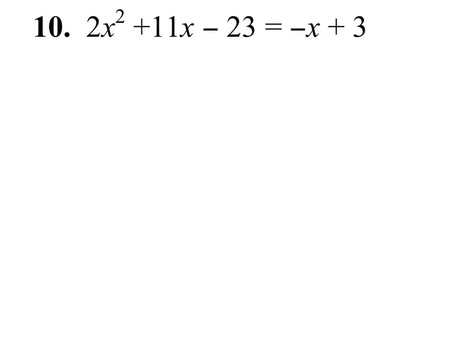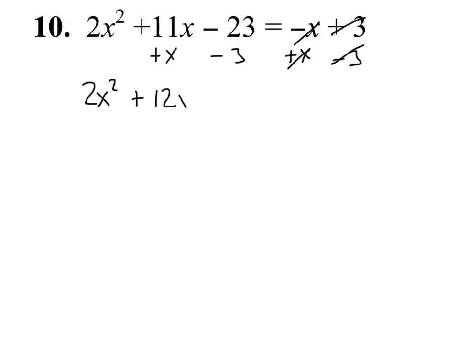Let's go ahead and first off, since we have all this stuff going on, and numbers on both sides, why don't we just go ahead and get it in standard form? So I'm going to add x to both sides. I'm going to subtract 3 from both sides. So I now have 2x squared plus 12x minus 26 equals 0.